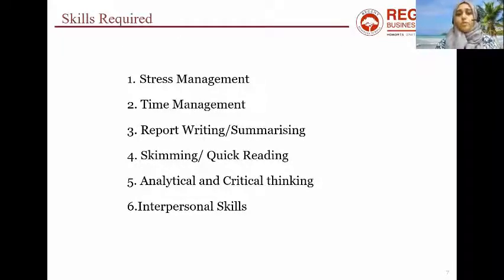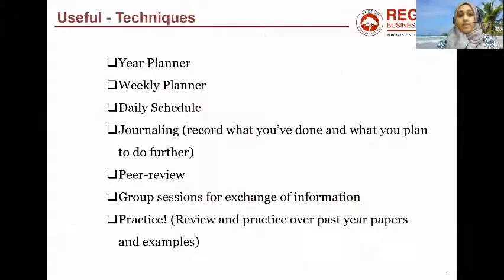So I kept this presentation very quick and very simple, and I hope that you've gained something from there, especially like these techniques of using a planner. We very often forget to plan, doing some journaling, peer review, group sessions, and practice. It's really as simple as that, and you'll find yourself achieving your outcomes and your objectives and your long-term vision far more easily if you stick to these few techniques.